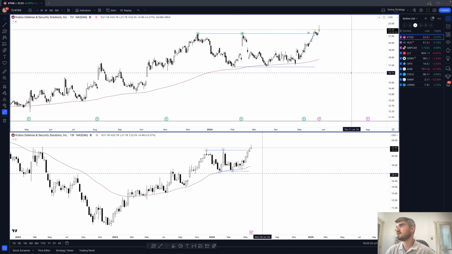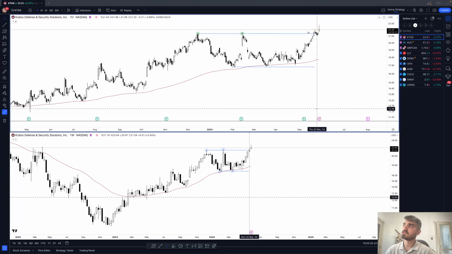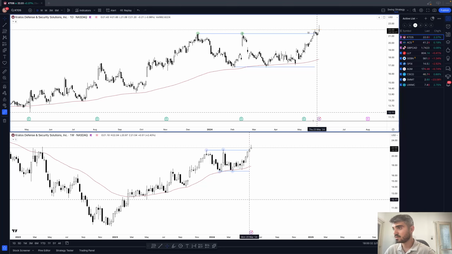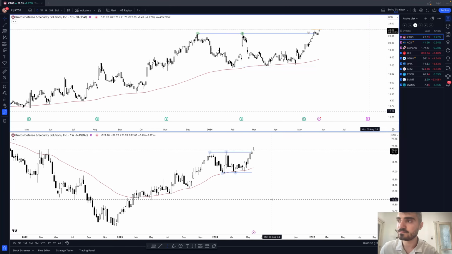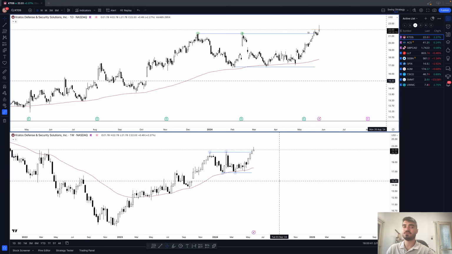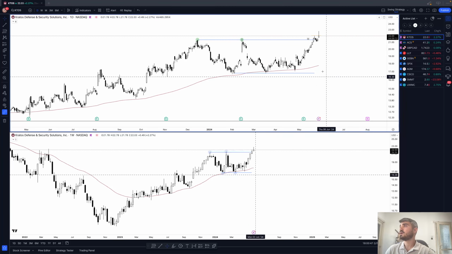KTOS is marked in purple, because purple setups are setups from the active list that I prefer, which means these are setups that are answering most of my setup criteria, which I'll go through, I believe, in another video. I'm actually getting to the 40-minute mark, so I want to be a bit quick.